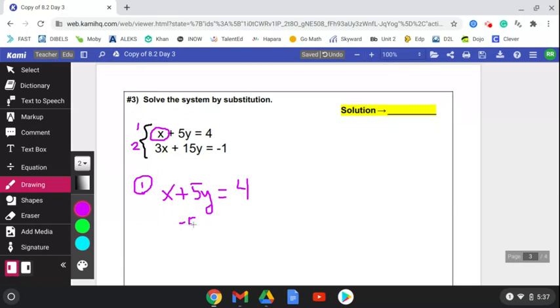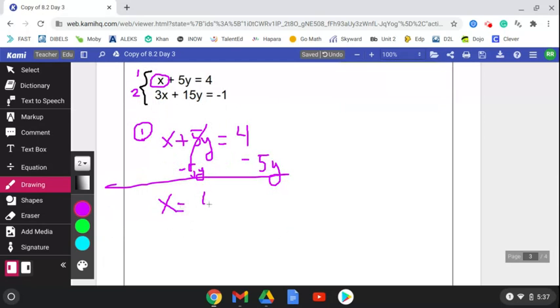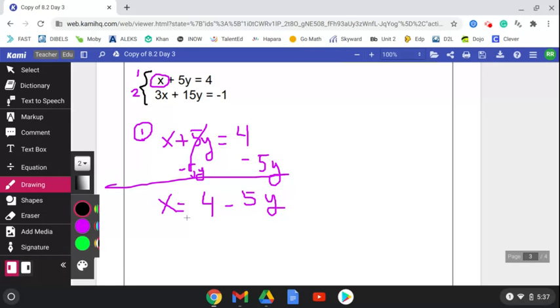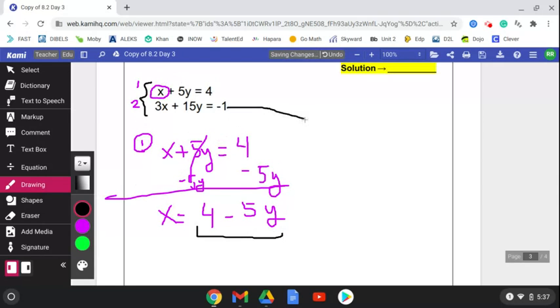I'm going to move the 5y term to the other side so that those 5y's cancel and x equals 4 minus 5y. Okay, I have solved for x now. I'm going to take this and I'm going to plug it into the other equation. So the other equation, which is equation 2, let's copy it down over here. It is 3x plus 15y equal negative 1. And I'm going to take 4 minus 5y and plug it in for x right here.